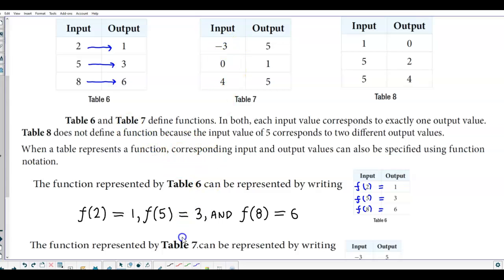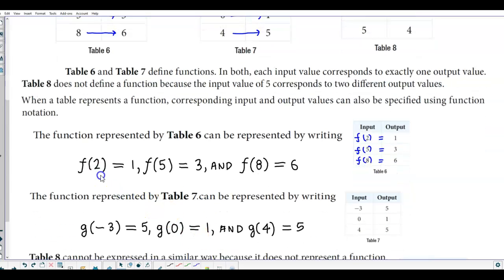Let's take a look at table 7. So we have -3 goes to 1 output. We know that 0 goes to 1 output, and we know that 4 goes to 1 output. So instead of calling it f now, we can use g. So g of -3 is equal to 5. So that means g with an input of -3 is equal to 5. Next, we have g of 0, which has an output of 1. And then g of 4 has an output of 5.